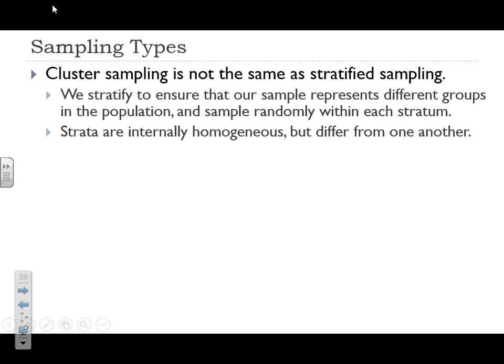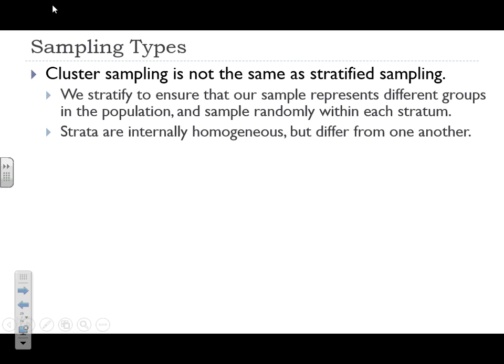So we stratify to ensure that our sample represents different groups within the population. So we are separating our population first into different groups. Group A is different than Group B, is different than Group C. So we want to ensure that our sample has individuals from Group A, individuals from Group B, and individuals from Group C. That is a must. We have to have that to make our overall sample representative.